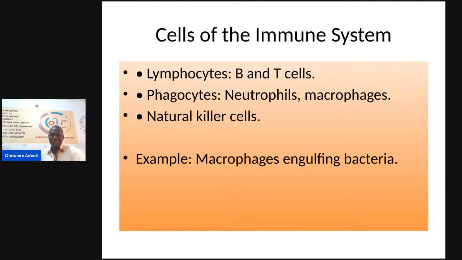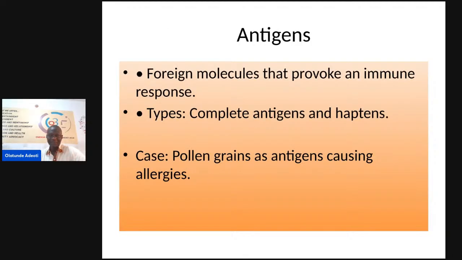Then the cells of the immune system include lymphocytes, which are B and T cells, and phagocytes, which are neutrophils, macrophages, and natural killer cells. An example of phagocytes are macrophages, which engulf bacteria. Antigens, I told you, are foreign molecules that provoke an immune response. It must be foreign, and it must be able to trigger an immunological response.